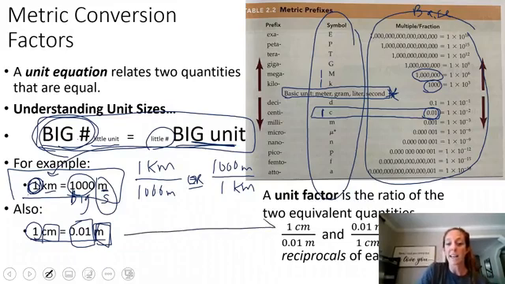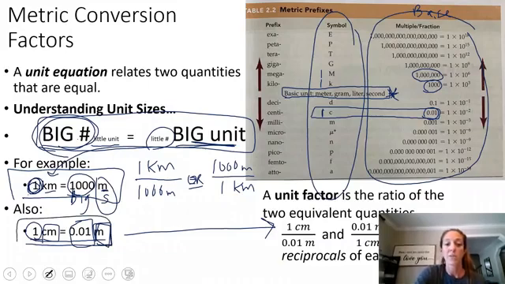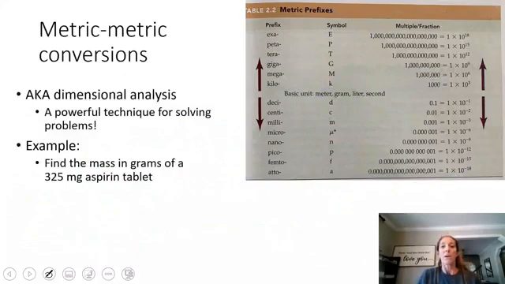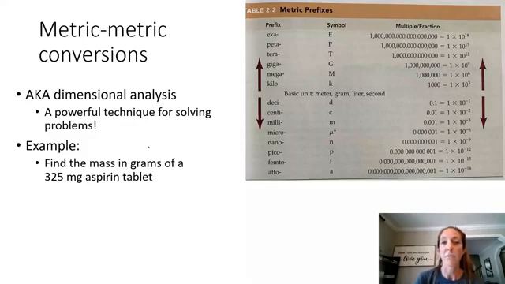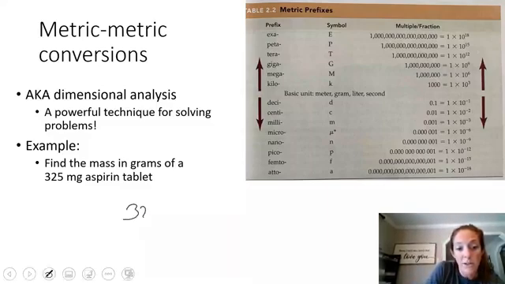So again, I can write 2 equivalent quantities knowing that these equal each other. I can say 1 centimeter over 0.01 meters, or I can say 0.01 meters over 1 centimeter. Knowing those unit factors, we can do what's called dimensional analysis. If I said, I need to find the mass in grams of a 325 milligram aspirin tablet, how would I go about doing that? Well, we always start with what we're given. I'm starting with 325 milligrams.